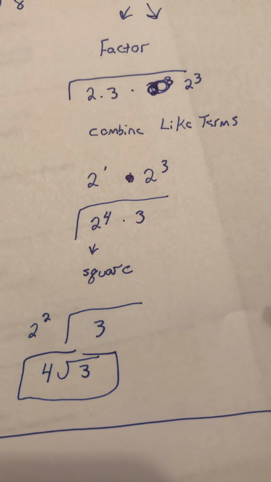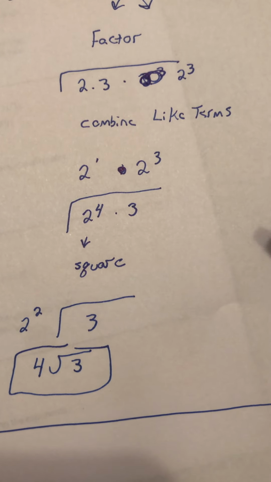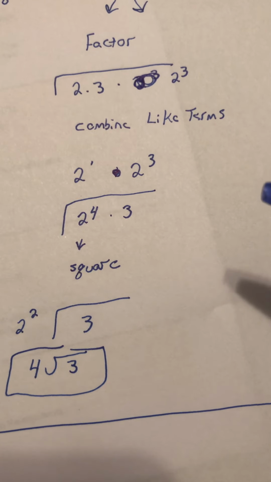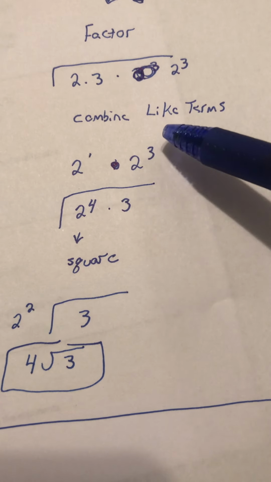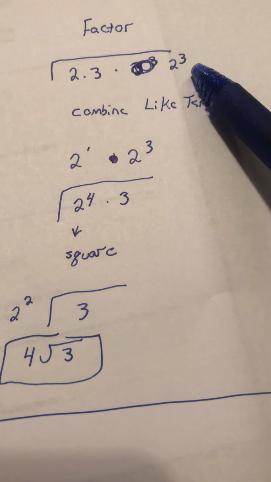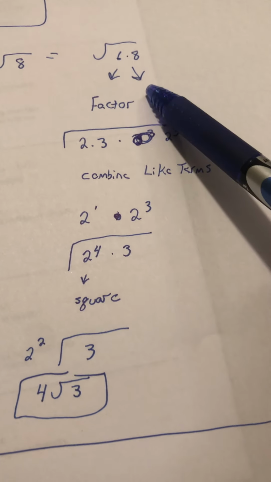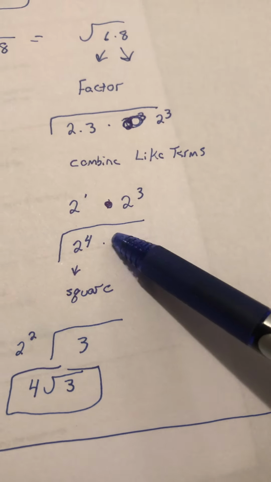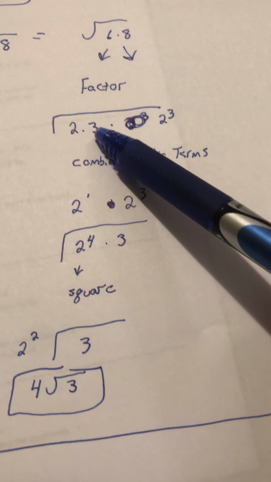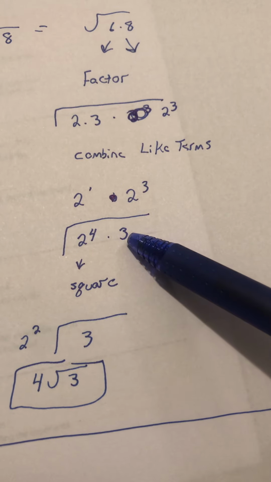So now I have 2 to the first and 2 to the third, and I can actually combine them. The 2 to the third came from the 8, and the 2 to the first came from my 6. That gave me 2 to the fourth. Bring down the remaining 3.